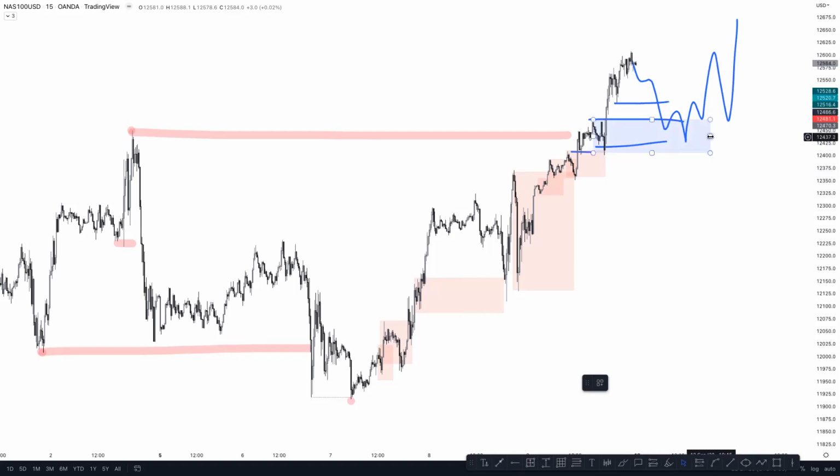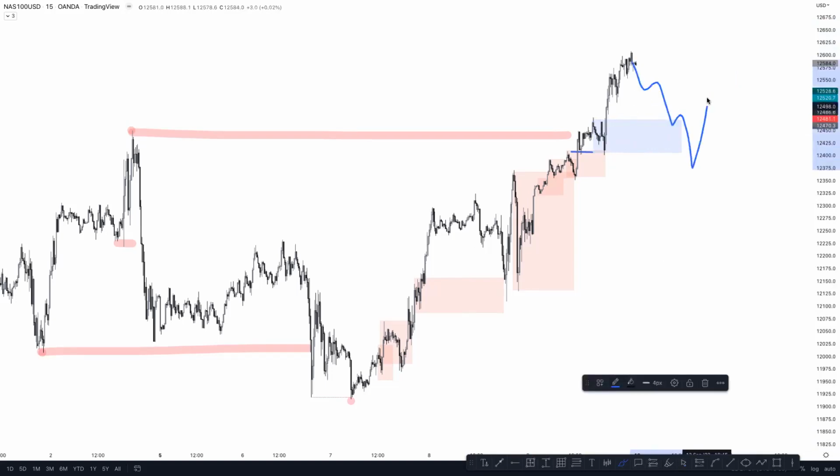If this order flow fails, for example, what should you do in this case? You can sell after this demand zone fails. Which one is here? Right. Then you can sell here.